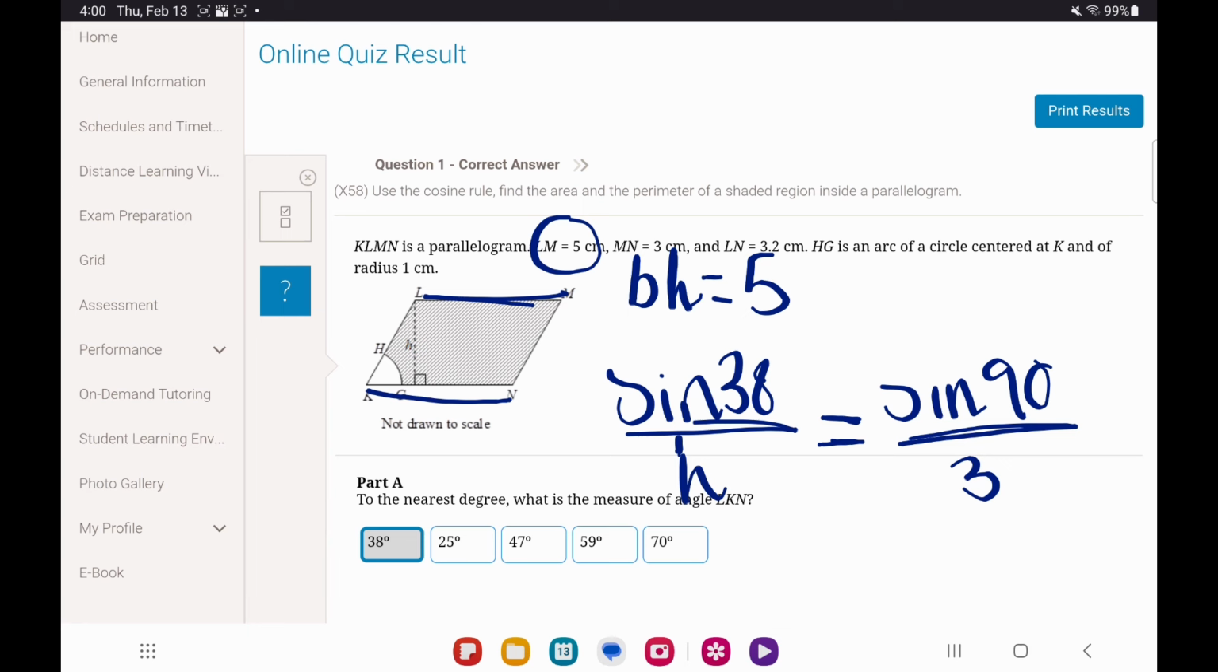So let's do 3 sine 38 over sine 90, which is 1, but let's just keep it there. We get 1.846 high. Keep this on your calculators for now. So that's the height, sorry. So multiply it by 5. So do answer times 5. We get 9.2, okay? 9.2. So that's the area of the parallelogram, okay?